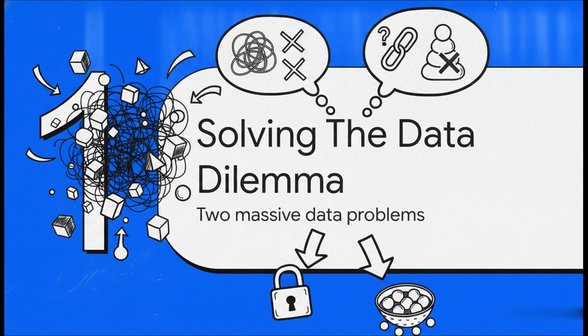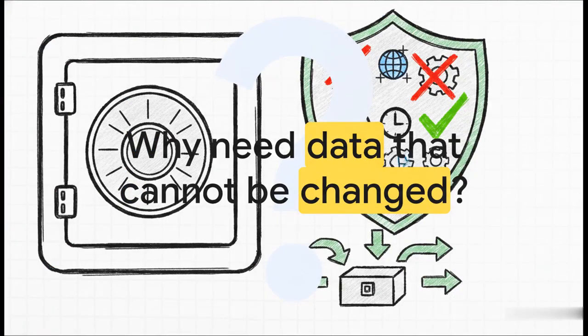So, Section 1. Solving the data dilemma. Here's the first half of our dilemma. Why do we sometimes need data that absolutely cannot be changed? Well, think about it for a second. If you have core configuration settings, fixed geographic coordinates, or really critical timestamps, accidental data modification can completely crash your entire application. You don't just need a loose container for your data, you need a digital vault. You need a rock-solid guarantee that once your data is set, no rogue line of code can accidentally overwrite it.